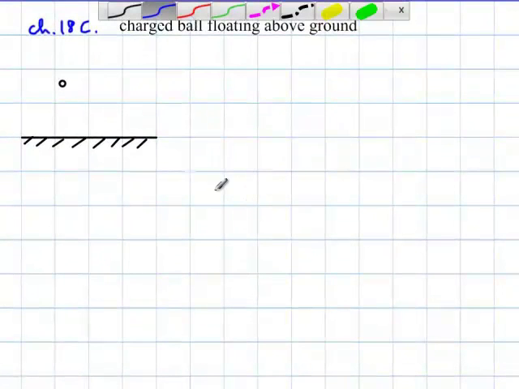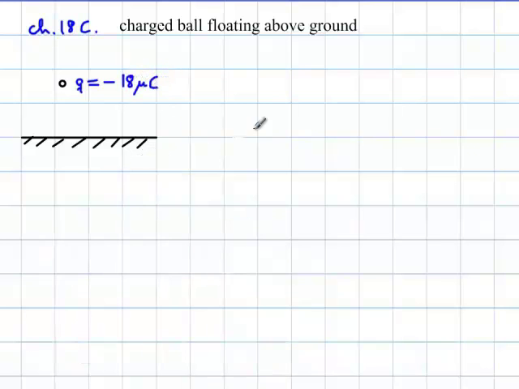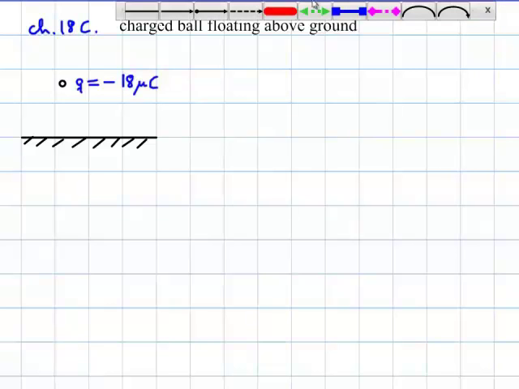This problem reads, a tiny ball of mass 0.012 kilograms carries a charge of negative 18 microcoulombs. What electric field, magnitude, and direction is needed to cause the ball to float above the ground? So what we have here is that this has a charge of negative 18 microcoulombs, and it has a mass of 0.012 kilograms, which means it has a weight of roughly 0.12 newtons, and of course that is pointing down.